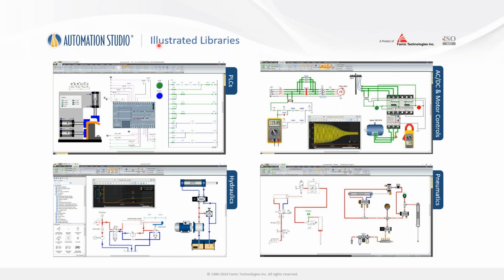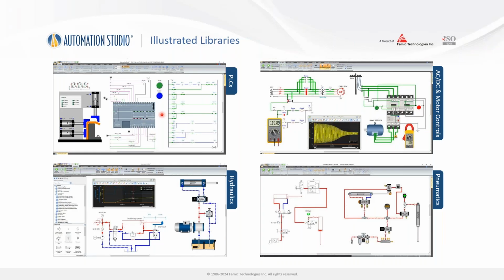So moving forward, when it comes to the libraries, that is the illustrated libraries, you can see we have domains covered such as PLCs, hydraulic, AC/DC motor control, and pneumatics. The main motive behind bringing up this library is to get to know how the components will look like in real life.